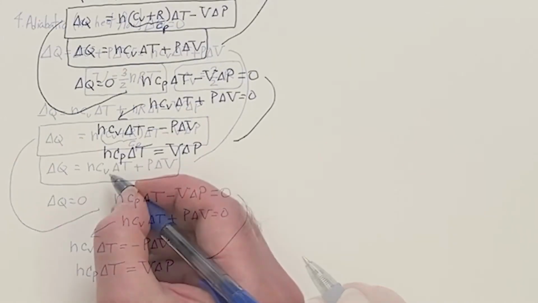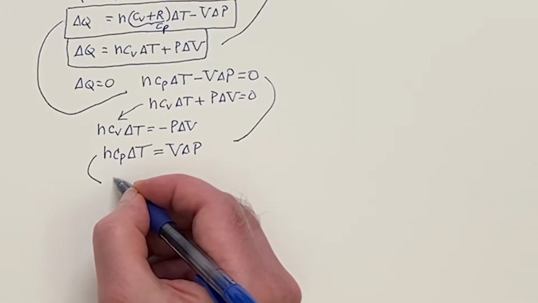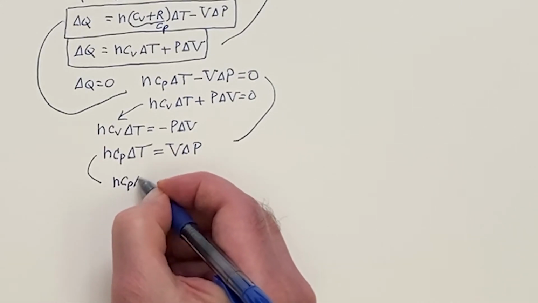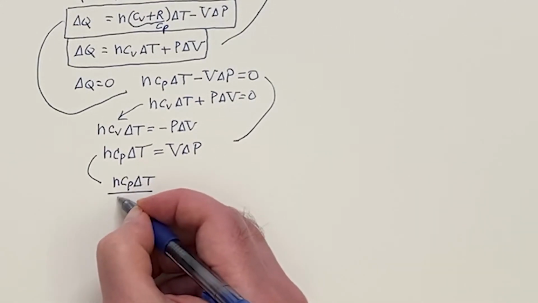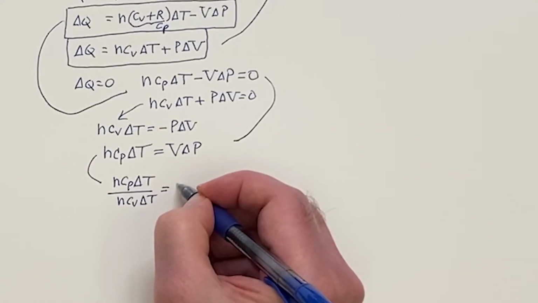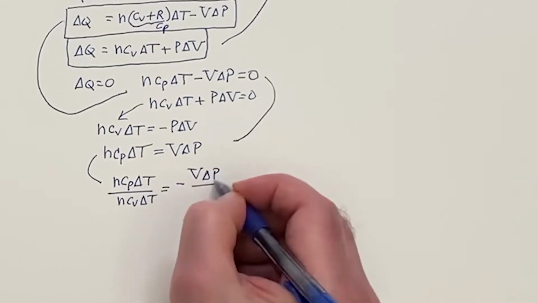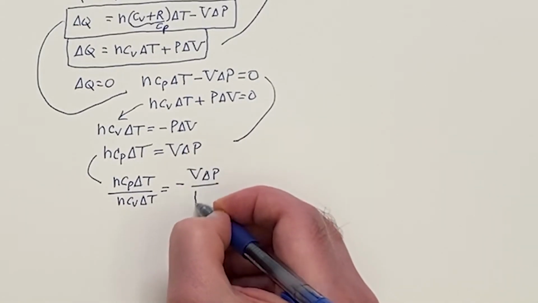All right, so now let's divide the equations. So we have, say, this one on top, n CP delta T over n CV delta T. And there'll be a minus sign here. This one's on top. This one's down here.